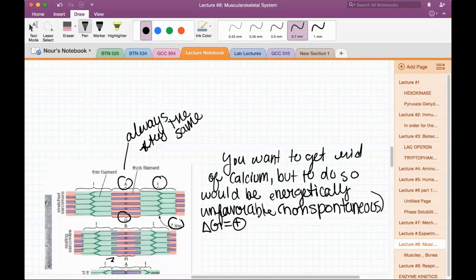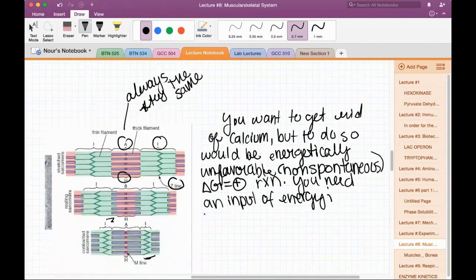So you want to get rid of the calcium, but to do so will be an energetically unfavorable, non-spontaneous reaction. So you need an input of energy, right? So this movement of calcium away against this gradient is primary active transport, because we use ATP.